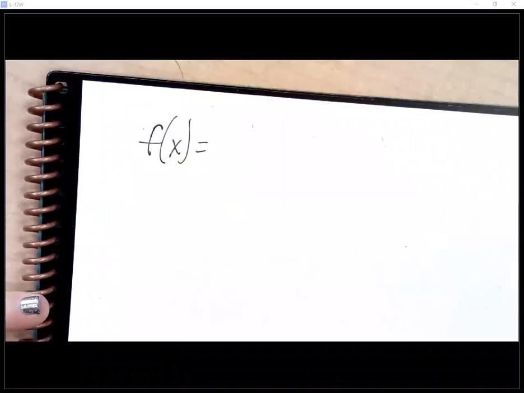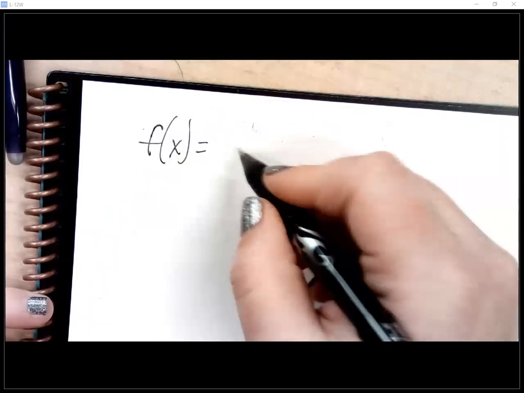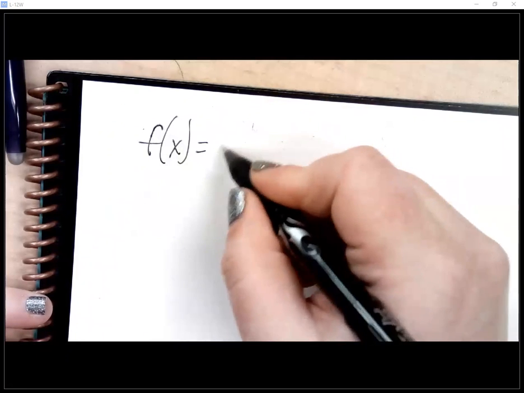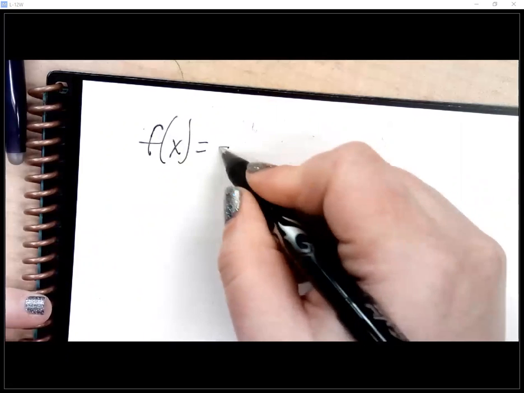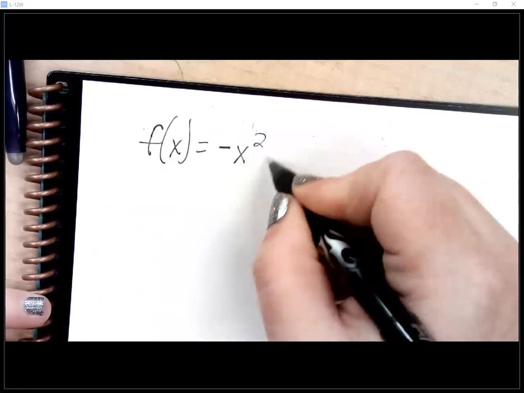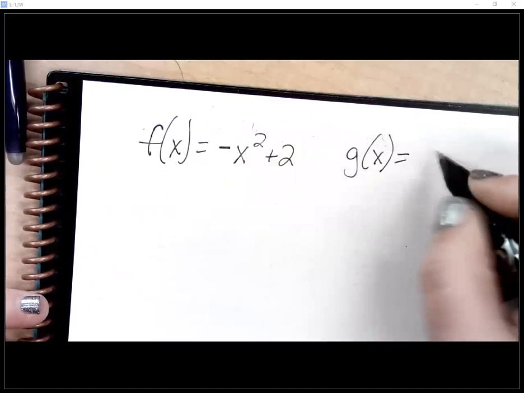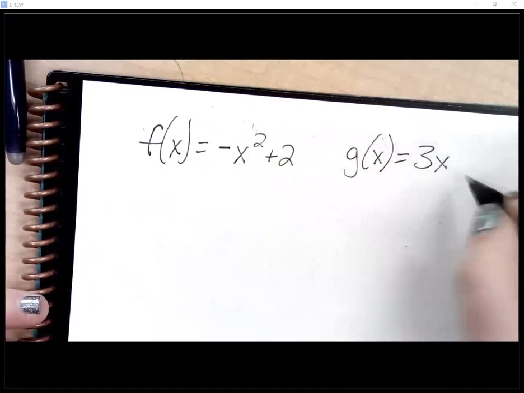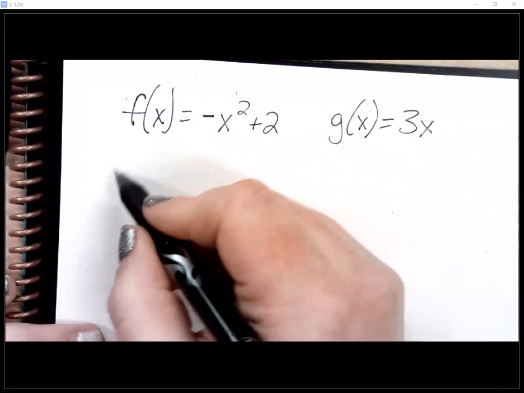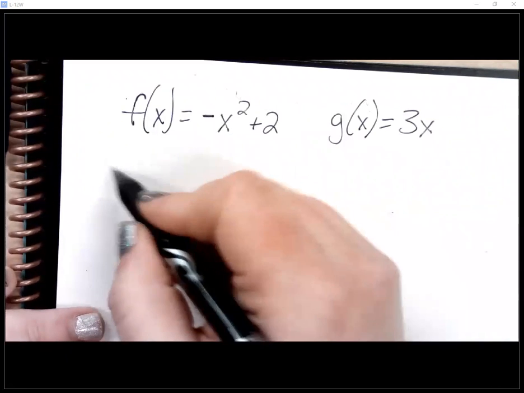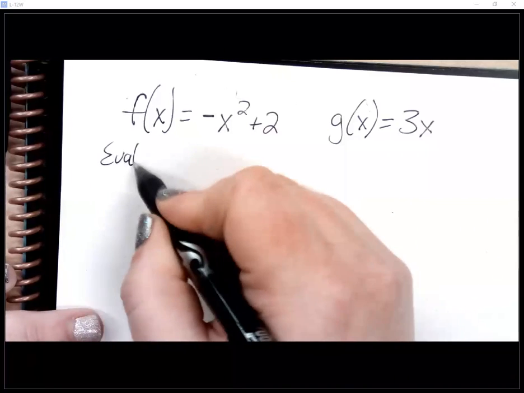All right, so f of x, let's make this one. Well, okay, I'll do one that's easy and one that's hard. Let's do f of x equals negative x squared plus 2. And let's have g of x be nice. How about 3x? Just leave it at 3x. All right, so your instructions are going to be something like evaluate.